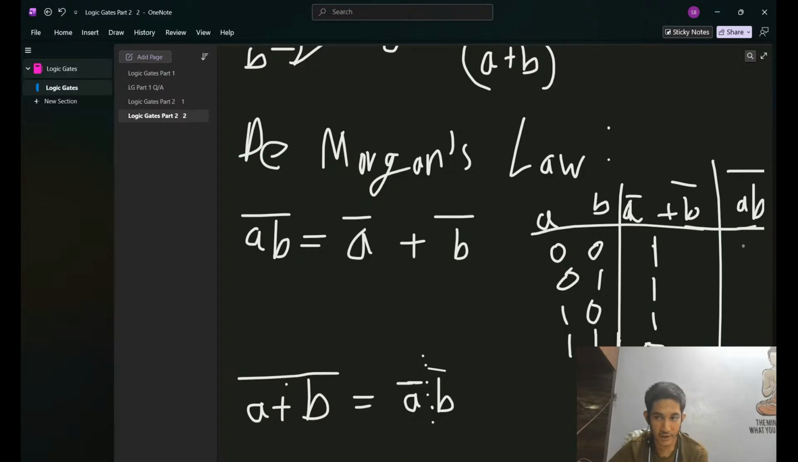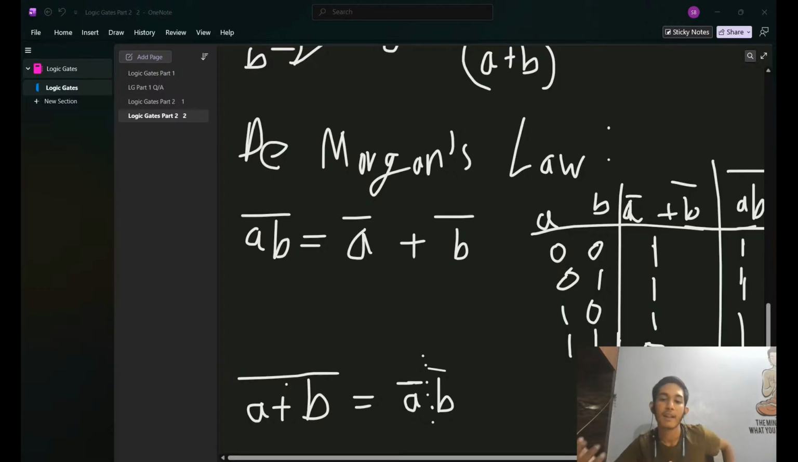Now let's look at the inverse of AND. We have 0, 0, that becomes 1. 0, 1, which is 0, so it becomes 1. We have 1, 0, which becomes 0, so again 1. And finally, we have 1, 1, which remains 1, so we get 0.